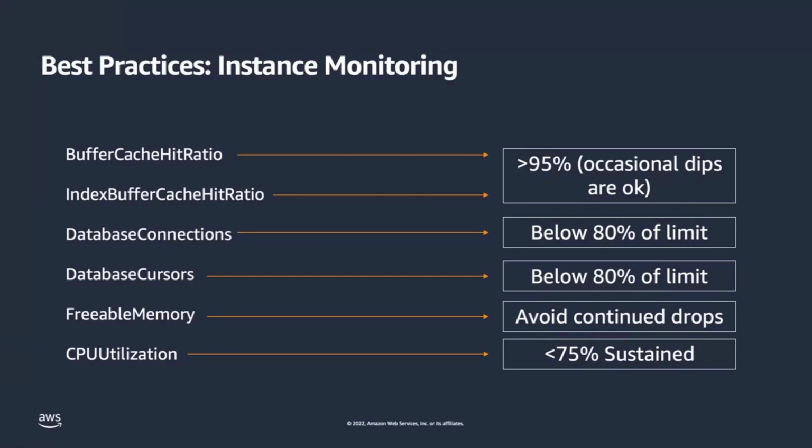And then freeable memory and CPU utilization should be looked at just like you would look at these metrics on any kind of compute instance. Right? You don't want free memory to drop continuously. Occasionally is fine and to be expected. And you don't want sustained high CPU usage for very long periods of time.